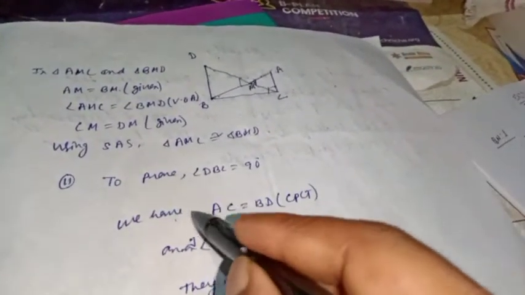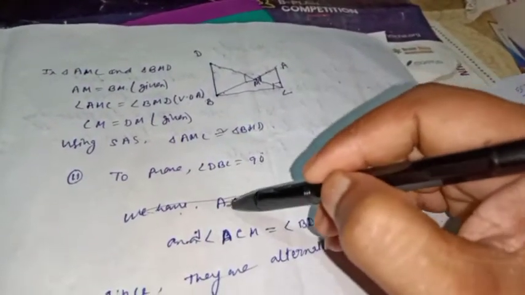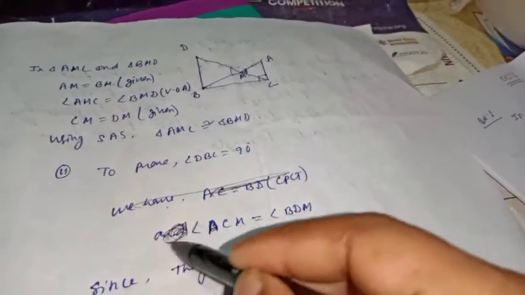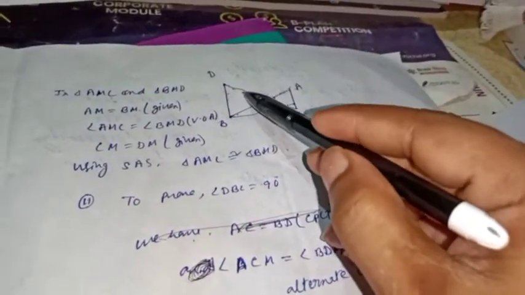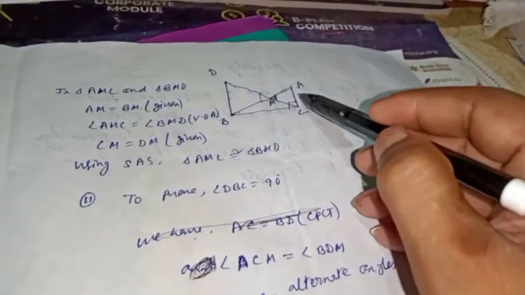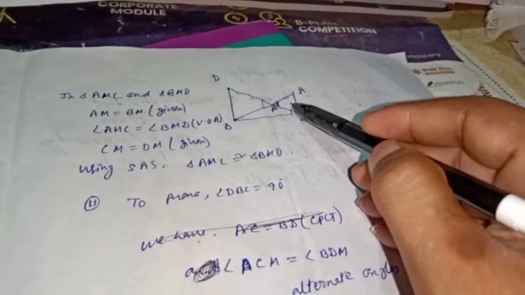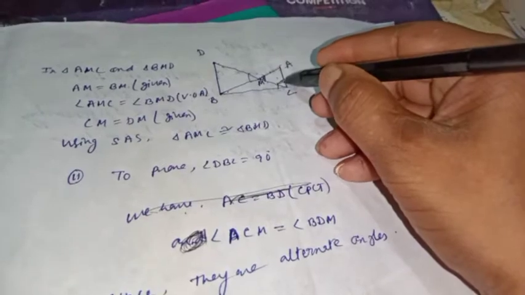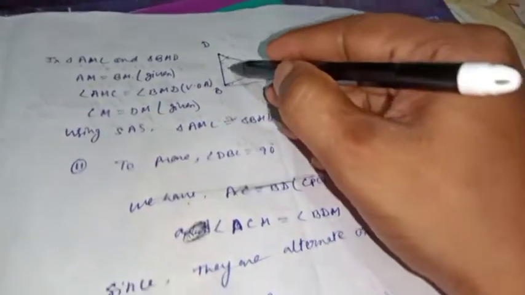Right angle means 90 degrees. That means to prove angle DBC is 90 degrees. See, we have already triangle AMC and triangle BMD congruent. If they are congruent, then corresponding parts are equal, means CPCT. So angle ACM is also equal to angle BDM.